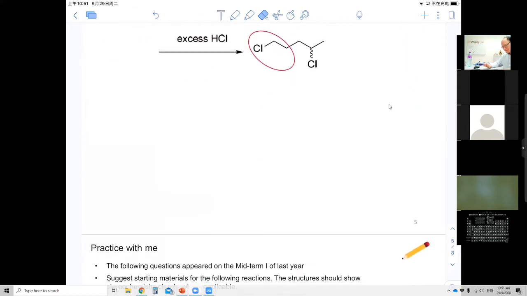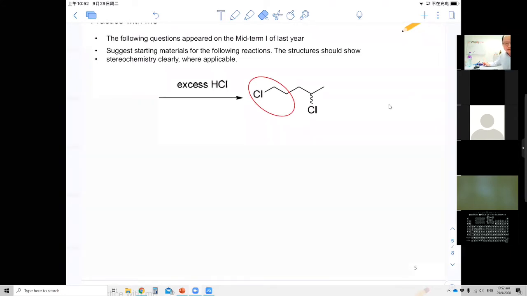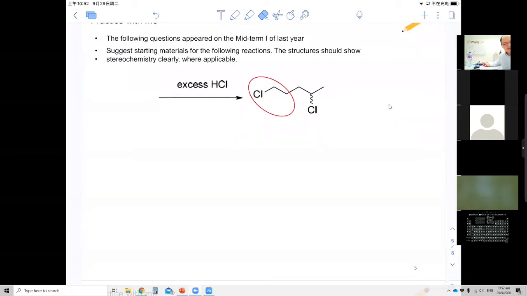Now figure out this problem. 3 minutes. In a real exam, you really need to solve this type of problem within 3 minutes. There are more difficult problems in the midterm, so these are actually the easy ones. So 3 minutes.